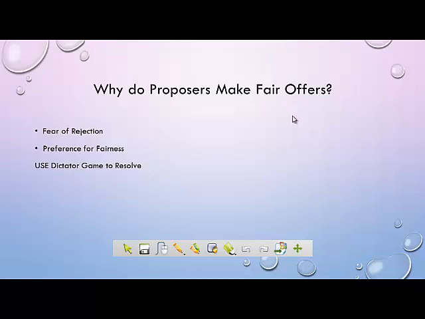Sir, can we apply the law of diminishing returns? No, this doesn't apply. The law of diminishing returns doesn't have anything to do with this.